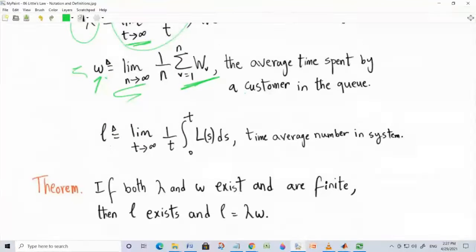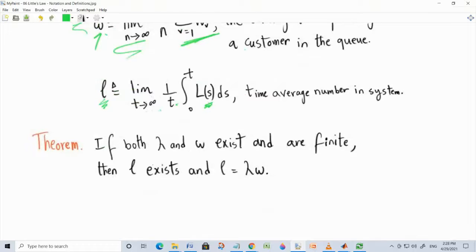And then we have the average number of people in the system, and so this will be L of t, integrated from 0 to t, and then basically we divide it by t and take the limit as t goes to infinity.